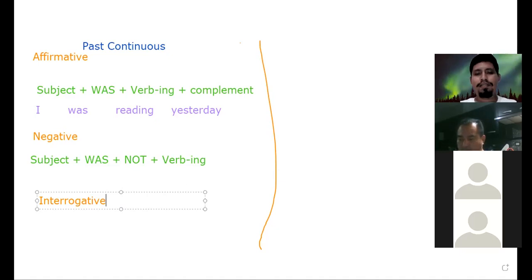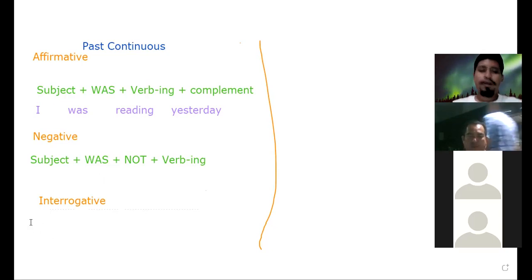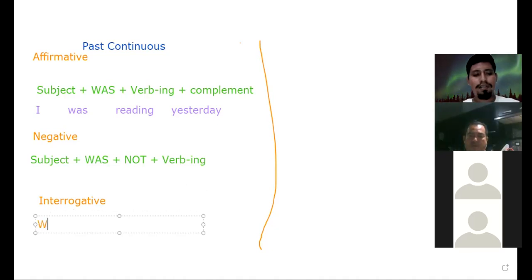As in present simple, or in this case, present continuous tense, we are going to change the order of the subject and the auxiliary verb. What does it mean? That in an interrogative sentence, we are not going to use the subject first. We're going to use it after the auxiliary verb. In this case, we're going to have was plus the subject plus the verb with ing, plus a complement.